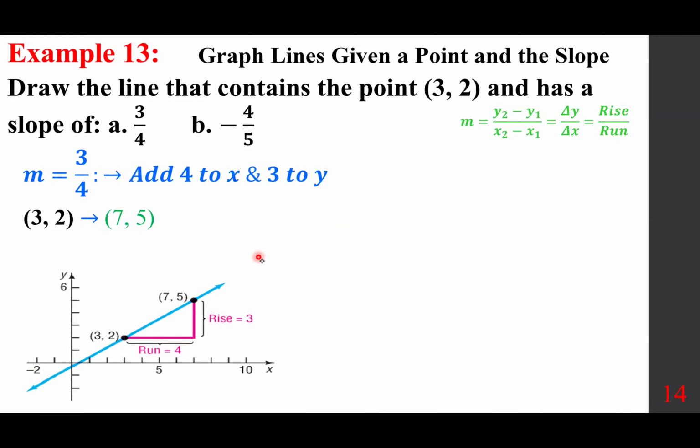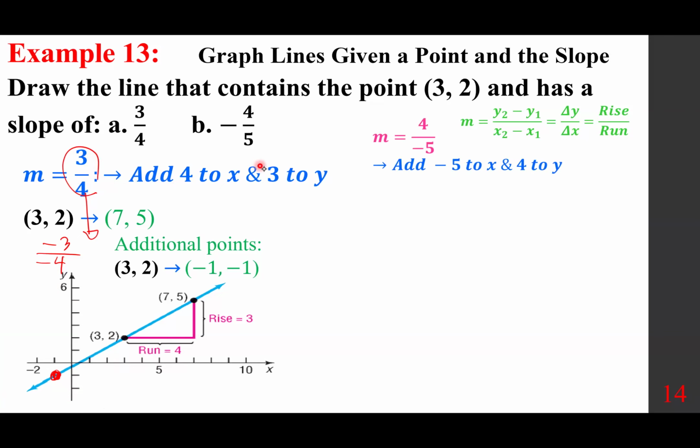Now, you can think of this, for example, as -3/-4, which means instead of adding, you're going to subtract 4 from x, and you're going to subtract 3 from y, and it results in (-1, -1). That's another point, somewhere there. Or you can think of it as 6/8, add 8 to x and 6 to y. I mean, there are infinitely many points you can do.